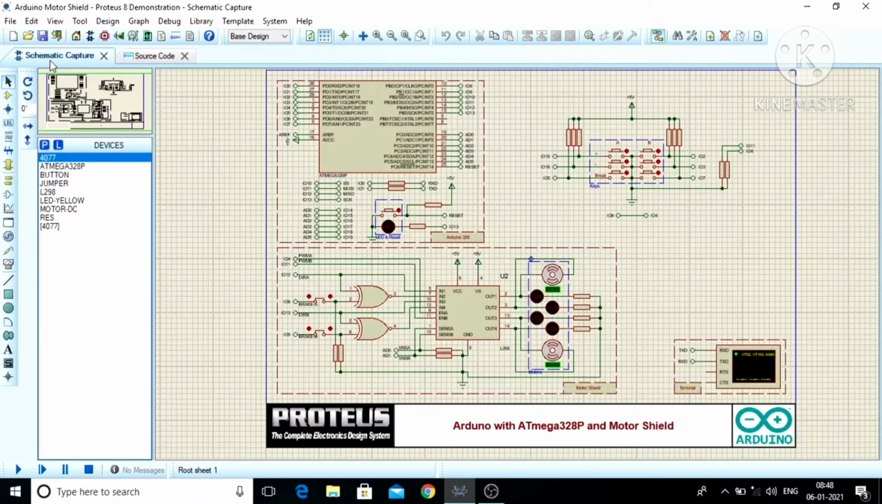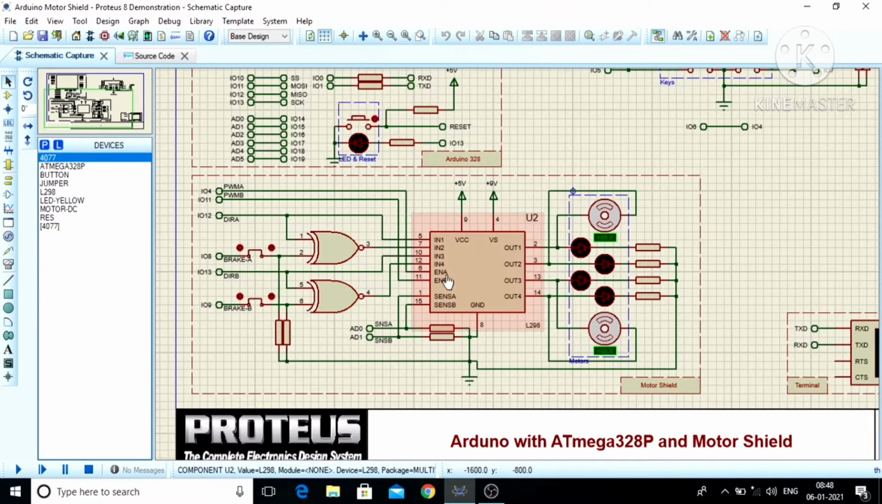Now I will go to schematic capture. This is the terminal and this is the Arduino board. Here are some push buttons and this is the motor shield. This is the L298 driver, which is connected to two channels, channel A and channel B. Channel A is connected to output 1 and output 2, and similarly output 3 and output 4 are connected to channel B.